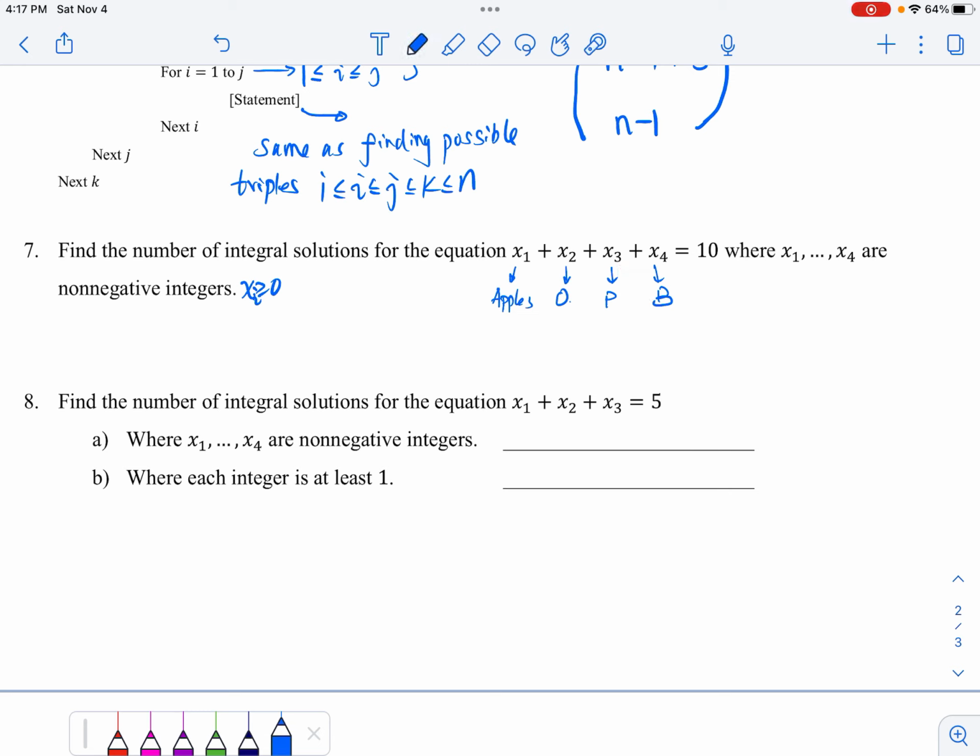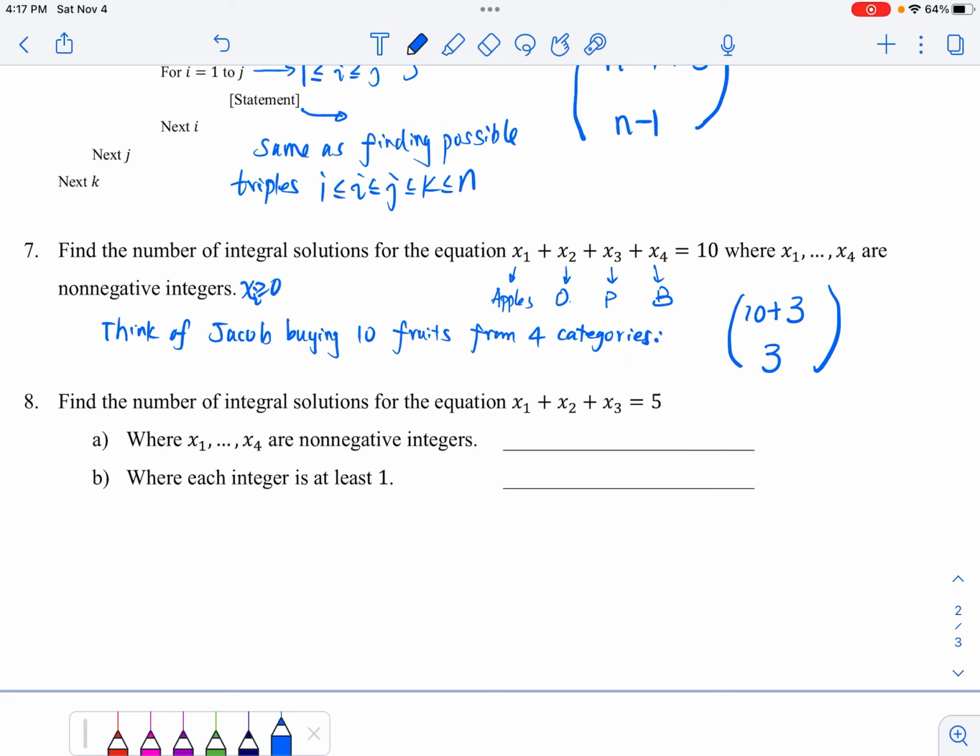So therefore you again think of Jacob buying 10 fruits from 4 categories, right? So in this case, the answer is, you can just think about there are 4 categories, so therefore I need 3 dividers, right? And there are 10 fruit items, I need 10 crosses, so 10 plus 3, and then choose 3 dividers. So the answer is just 13 choose 3. So that will be how many integral solutions for this equation.